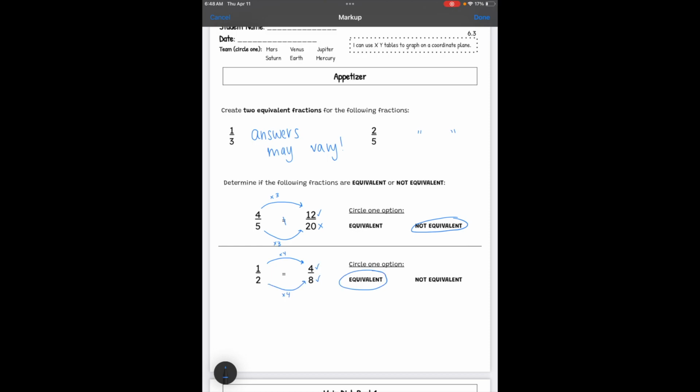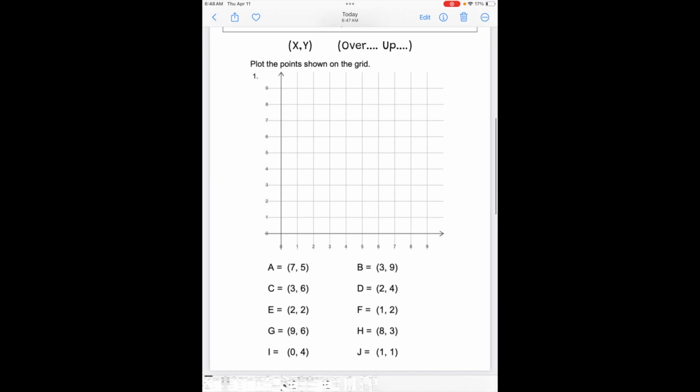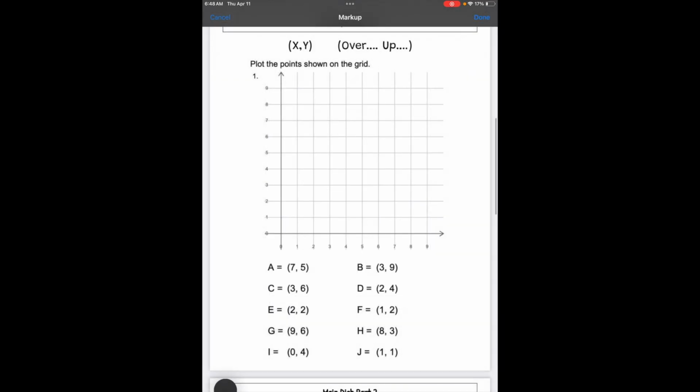Alrighty, we're going to get moving. Today we're going to talk about XY tables and graphing on coordinate planes. So we are going to be talking a lot about ordered pairs in this lesson.